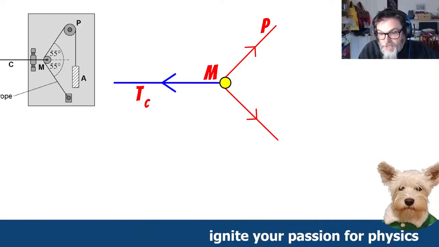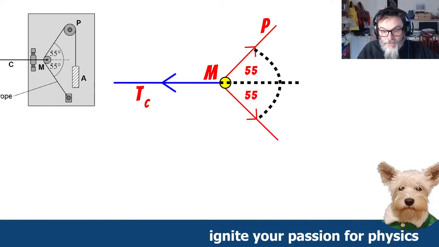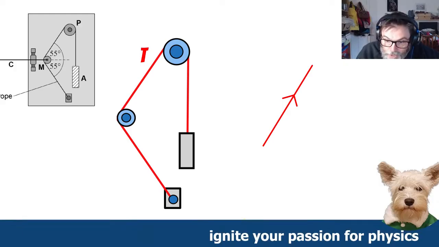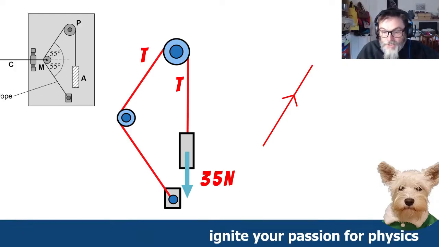And in both cases, we've got an angle of 55. Now, the tension in the cable C is only acting along the X direction. Therefore, we need to take the tension that's in these cables and look for the X components. We're going to have something like, let's call it T. It goes down through the wheel and is connected to 35 newtons. So that means that this will be 35 newtons.